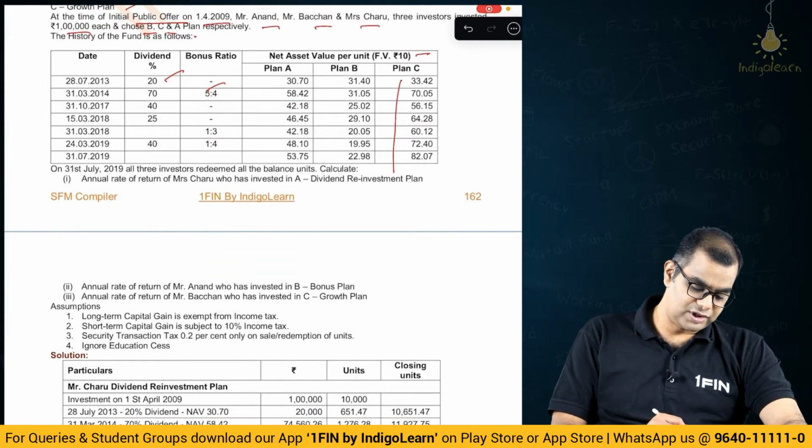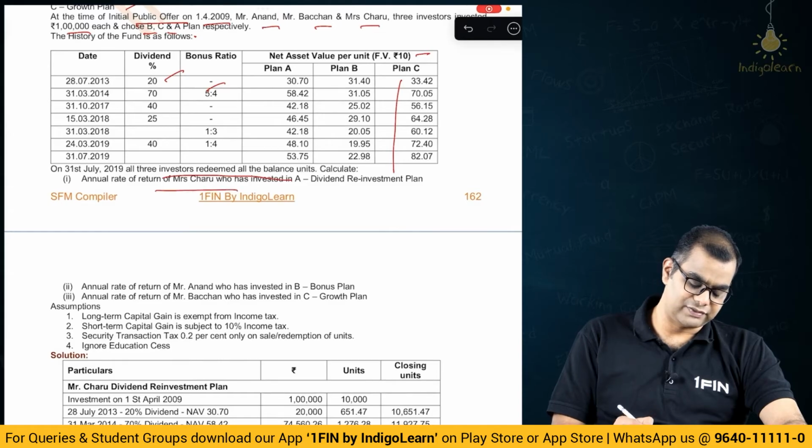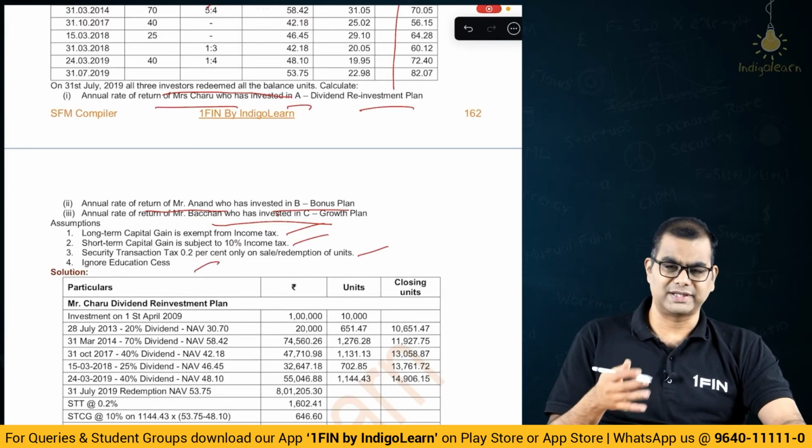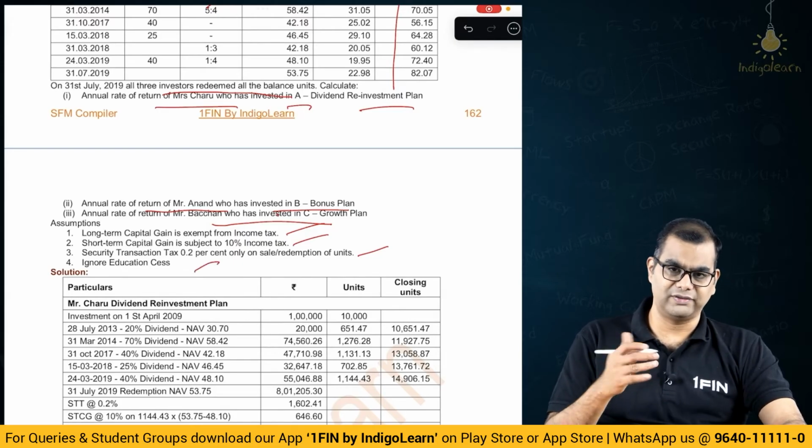Now, on 31st July 2019, all 3 investors redeemed all balance units. Calculate the annual rate of return of Charu, who invested in A, which is the dividend reinvestment plan, annual return of Mr. Anand, who invested in B, the bonus plan, and annual return of Bachchan, who invested in C, the growth plan. Long-term capital gains is exempt from tax, short-term capital gain is 10% income tax, security transaction tax is 0.2, and ignore education cess. As I told you, in some cases they may give you income tax details, but only if they give, you have to consider it.